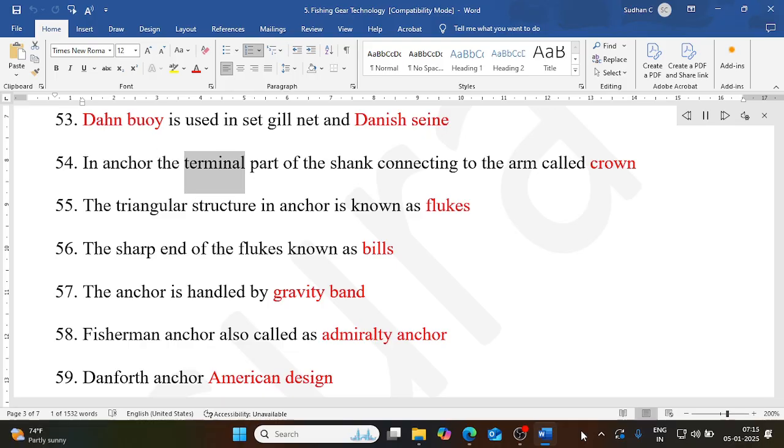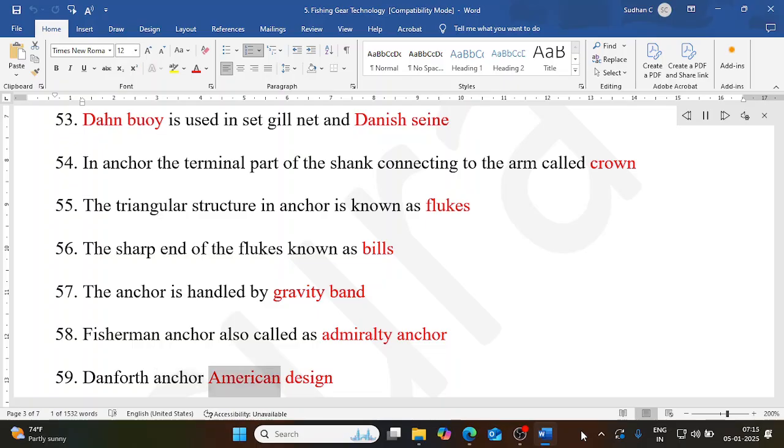In an anchor, the terminal part of the shank connecting to the arm is called the crown. The triangular structure in an anchor is known as flukes. The sharp end of the flukes is known as bills. The anchor is handled by a gravity band. Fisherman anchor is also called Admiralty anchor.